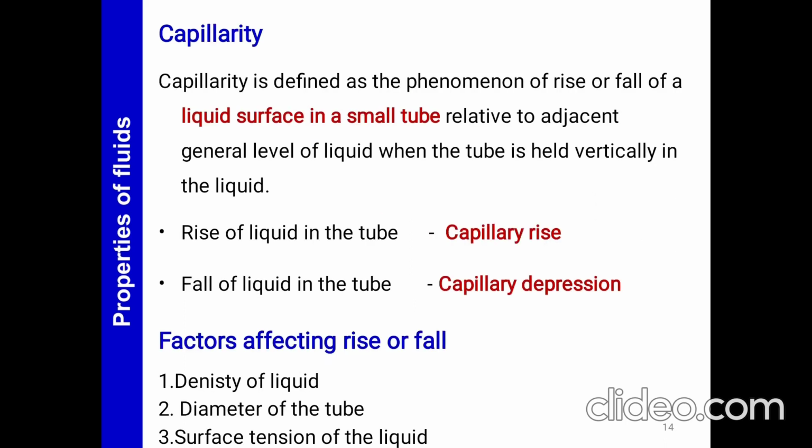The next property, capillarity. Capillarity is defined as the phenomenon of rise or fall of a liquid surface in a small tube relative to the adjacent general level of liquid where the tube is held vertically in the liquid. Here, the rise of liquid in the tube is known as the capillary rise, and fall of liquid in the tube is known as capillary depression. The factors affecting the rise or fall depend on density of liquid, diameter of the tube, and surface tension of the liquid.